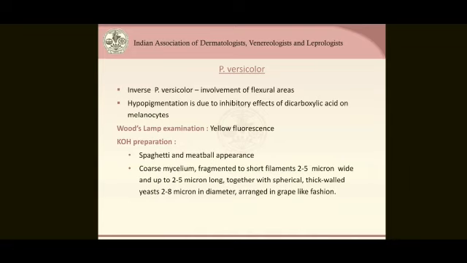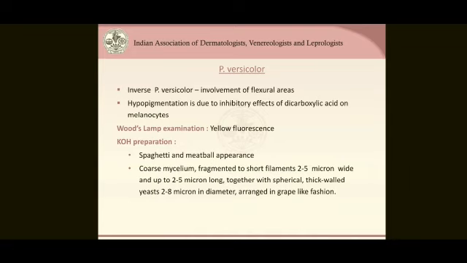Inverse Pityriasis versicolor, as the name suggests, involves the flexural areas. Hypopigmentation is due to the inhibitory effects of the dicarboxylic acid on the melanocytes. On Wood's lamp examination, you will see yellow fluorescence of these macules or patches. So when you send these scrapings for KOH, it will show spaghetti and meatball appearance.